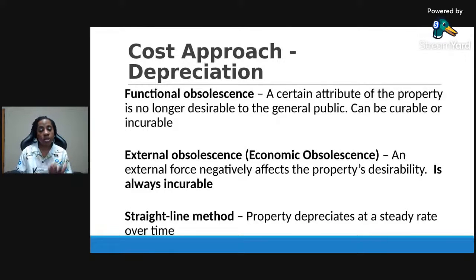And again, functional obsolescence can be curable or incurable just depending on the cost. Is it easy for me to add an additional bathroom to make my 4 bed, 1 bath house worth more to someone else? If it's not, then I would just hold off on it. Okay.